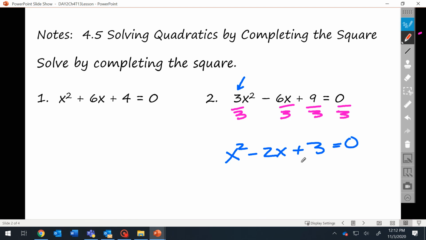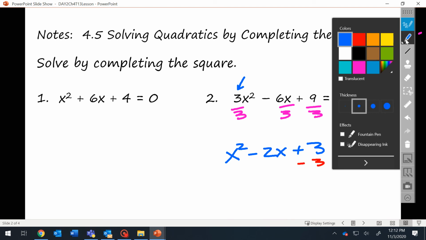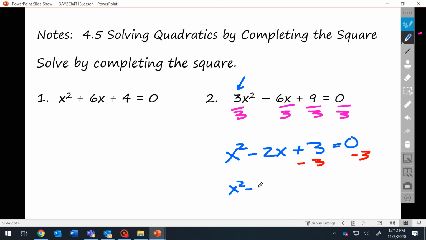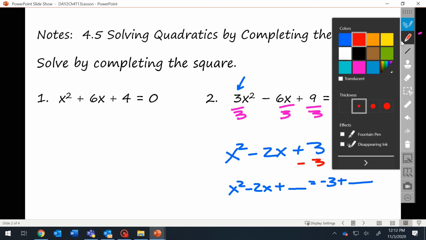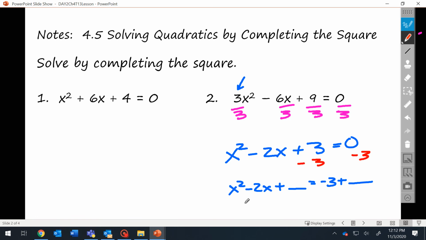Next, I move the c to the other side. So I have x squared minus 2x. I'm going to leave some room to complete the square. On the other side, I have negative 3. I'm going to leave some room because I'm going to be adding something to both sides to complete the square. I only need it on the left side to complete the square.